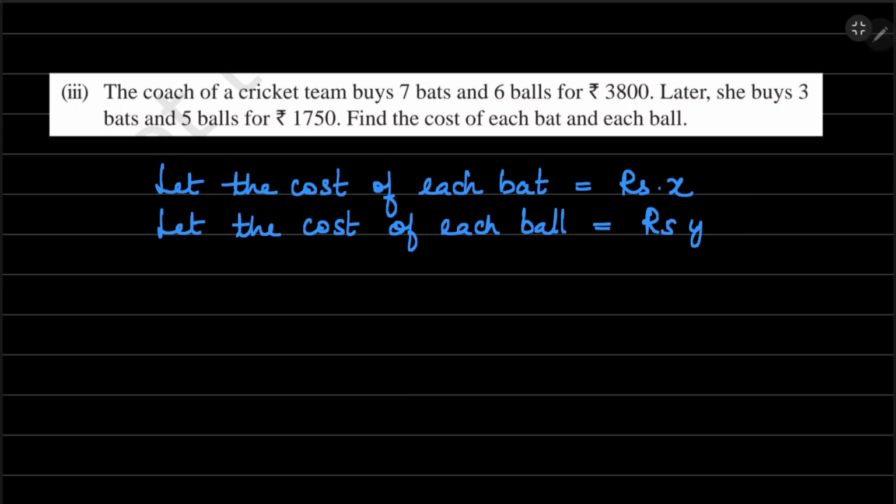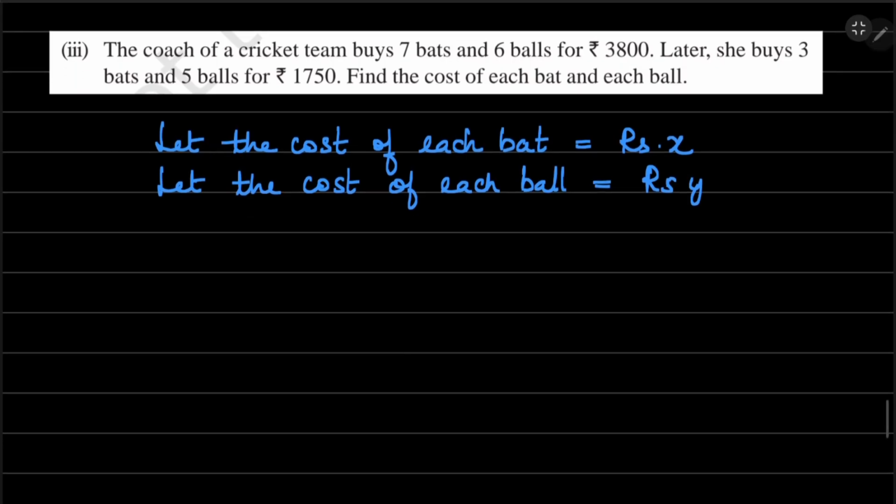The same way, the first equation can be written with the first line in the word problem, right? So 7 bats, each bat is x. So the cost of 7 bats will be 7x plus 6 balls. Each ball is y. So 6 balls, it is 6y. So the total cost is 3,800. This is your equation number 1.